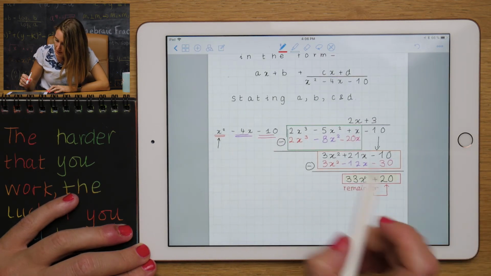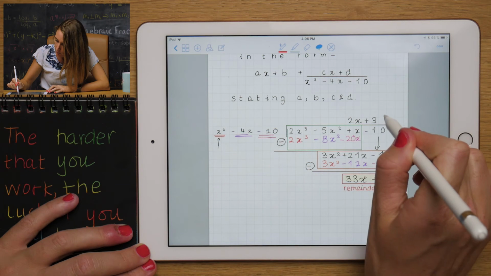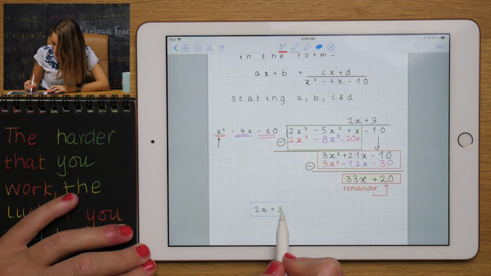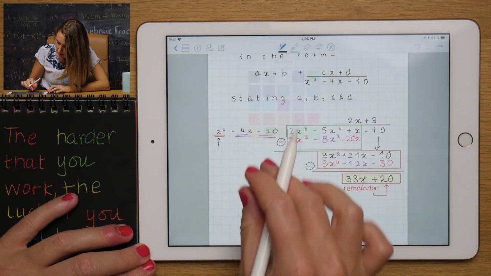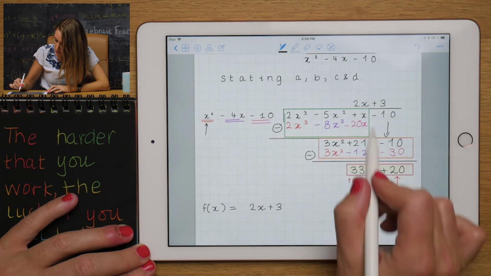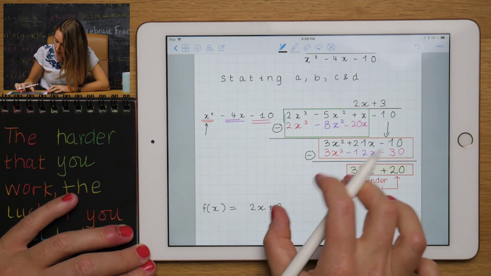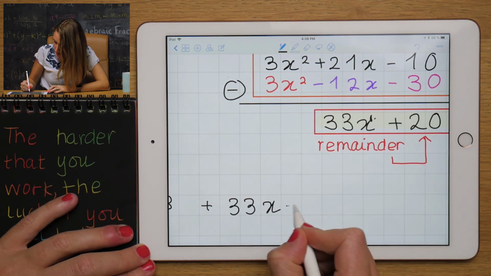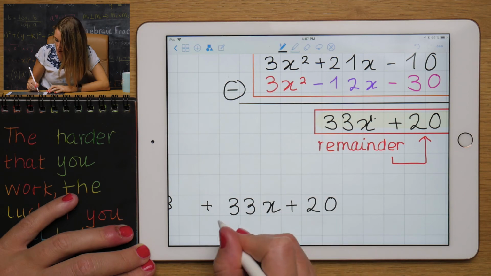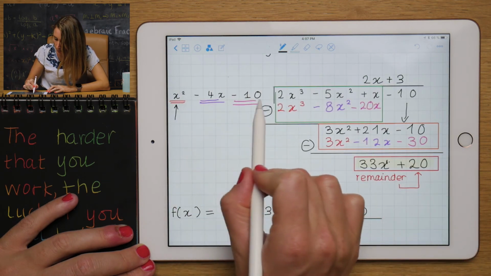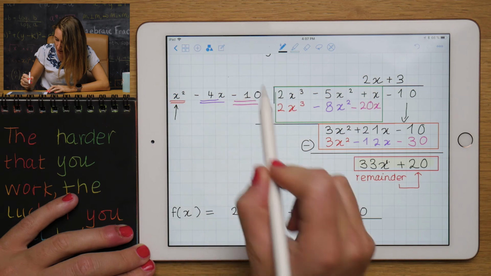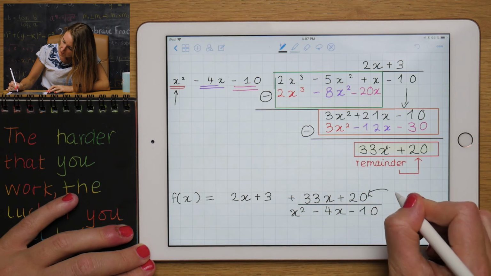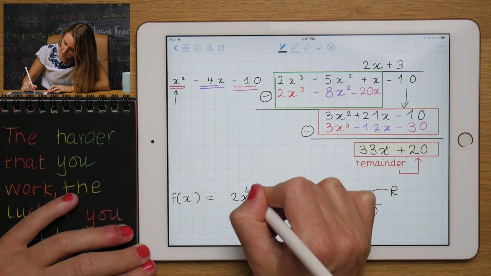So the way that we want to express our answer like this is whatever is above the line, your answer, goes here. So you have f of x is equal to your answer that you've got above the line plus your remainder, in our case, 33x plus 20, divided by, well, we divided by x squared minus 4x minus 10. So there's your remainder there, and above there is your answer.